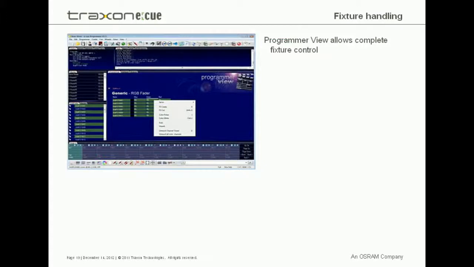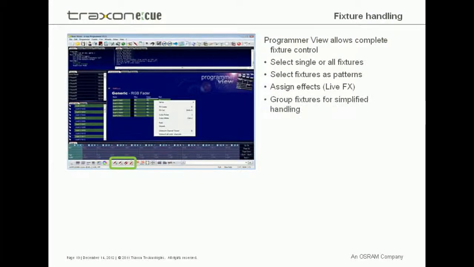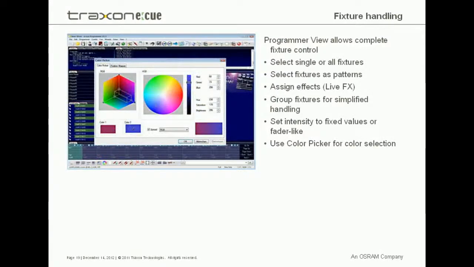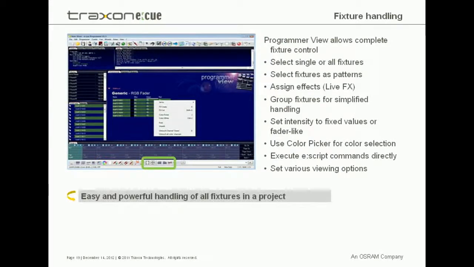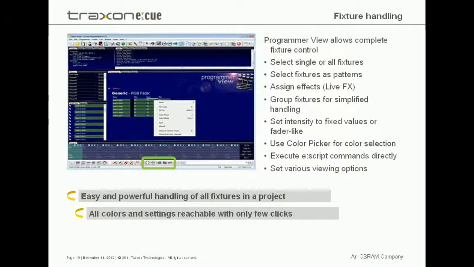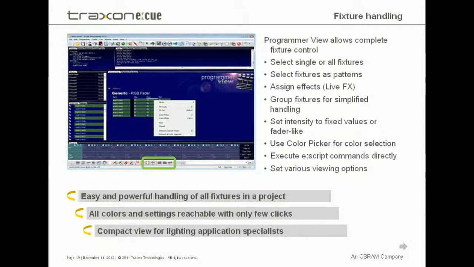The programmer view allows complete fixture control. You can select single or all fixtures, and you can select fixtures as patterns. You can then assign effects to the selected fixtures, and you can group fixtures to make your life easier. You can set intensity to fixtures, either fixed values or fader-like, or you can use a color picker for color selections on the fixtures. You can also execute eScript commands directly from the programmer, and you can set various viewing options for your project. It is a tool for very easy and powerful handling of all your fixtures in a project, and all colors and settings are reachable with only a few clicks.